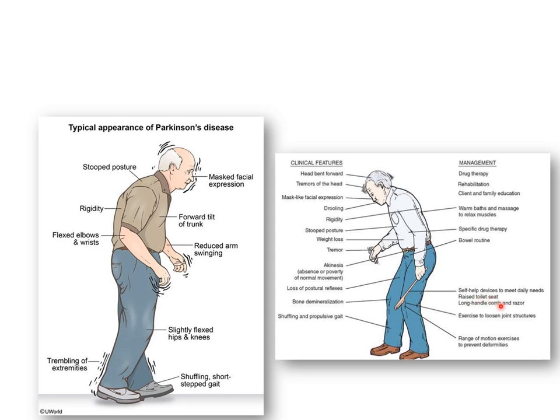Then also self-help devices to meet daily needs, raised toilet seat. These are the management, how we can manage. So drug therapy, rehabilitation, then client and family education, then warm baths and massage to relax the muscle, specific drug therapy, bowel routine, then a long handle comb and razor, then exercise to loosen the joint structure, and range of motion exercise to prevent deformities.